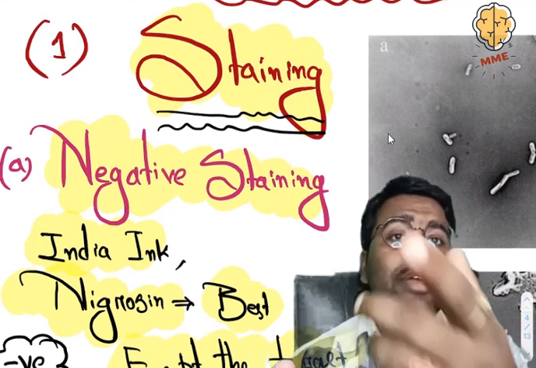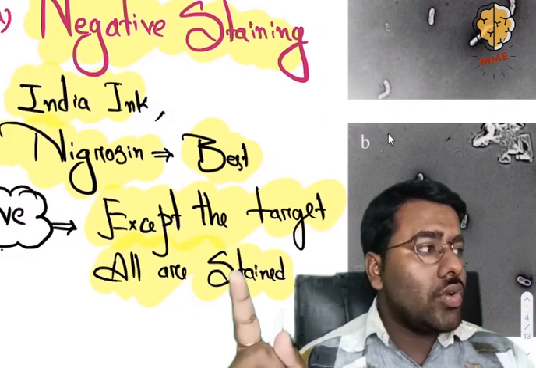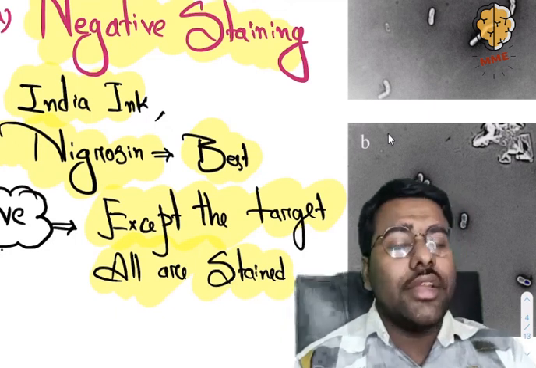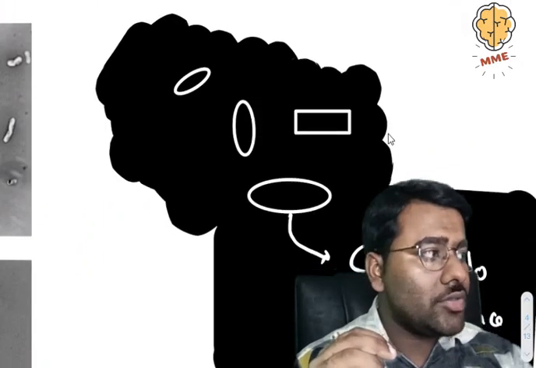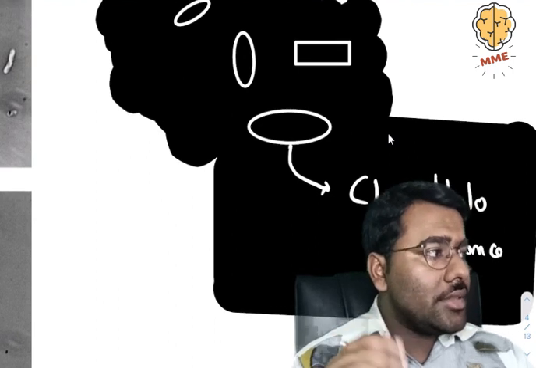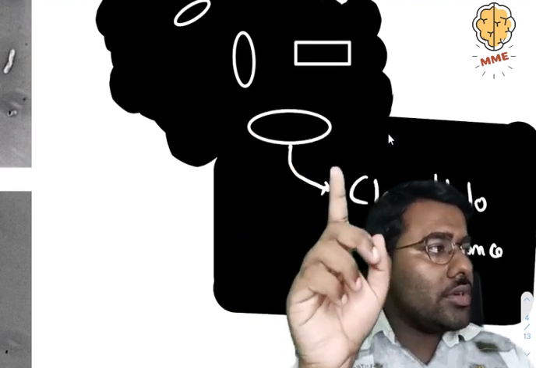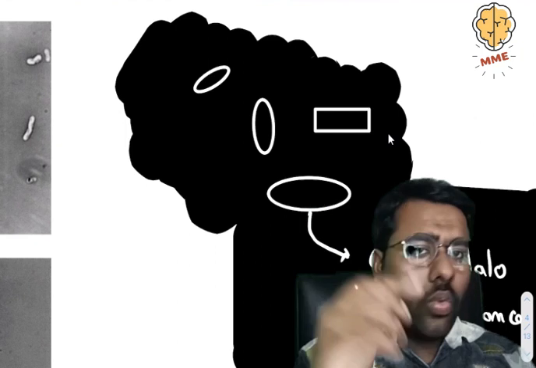The target is unstained. Except the target, all are stained. So this is the negative staining. Now coming to the actual picture. Before that, you can notice there is a black background, and what is the target?